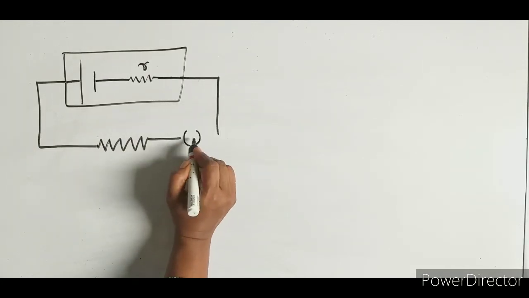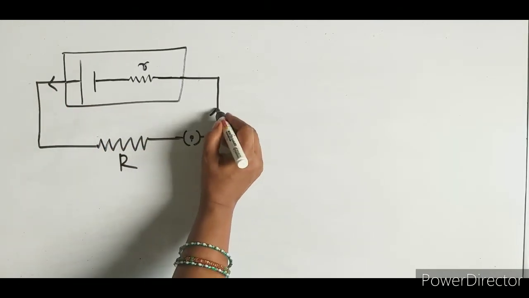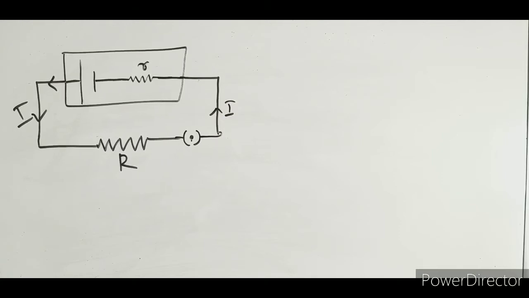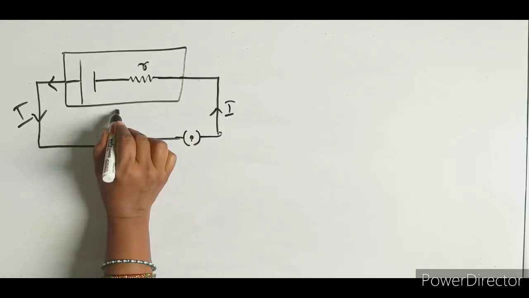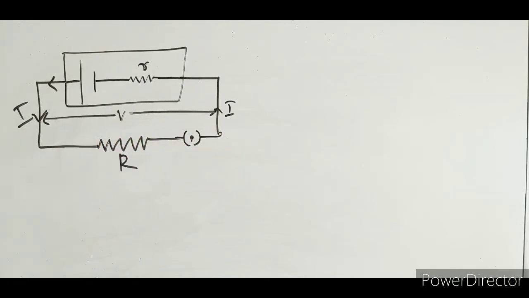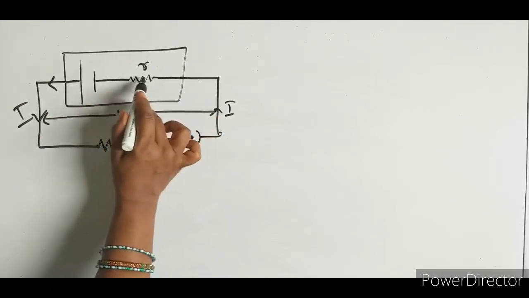So let me have one key here. When the key is on, current starts flowing from here, connected to R, and it moves in this direction. Clear? And here, what is the terminal voltage? Terminal voltage is across the terminals of the cell. Understood? Now if current flows, current will flow here. This one will be a resistance. This one will be a resistance.